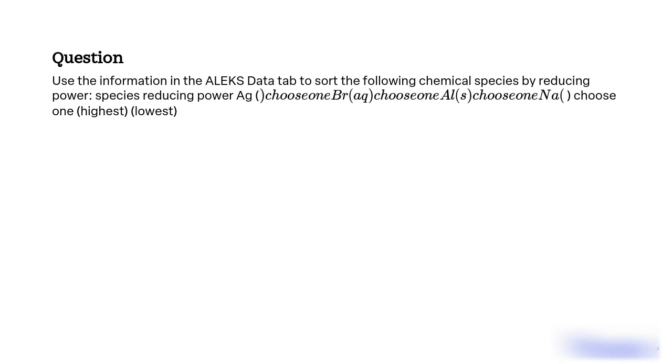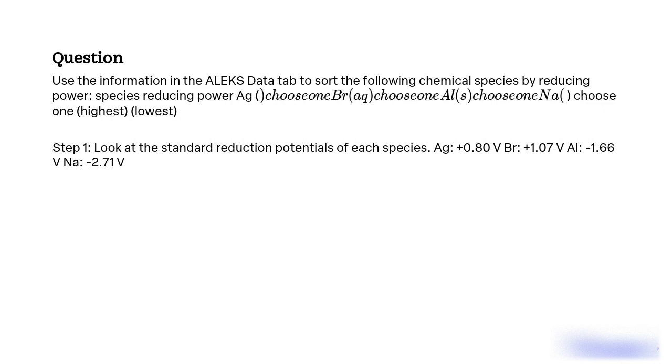Our objective is to sort the chemical species Ag+, Br₂, Al³⁺, and Na+ by their reducing power using the information in the ALEKS Data tab. Step 1. Look at the standard reduction potentials of each species. Ag+ is +0.80 V, Br₂ is +1.07 V, Al³⁺ is −1.66 V, Na+ is −2.71 V.